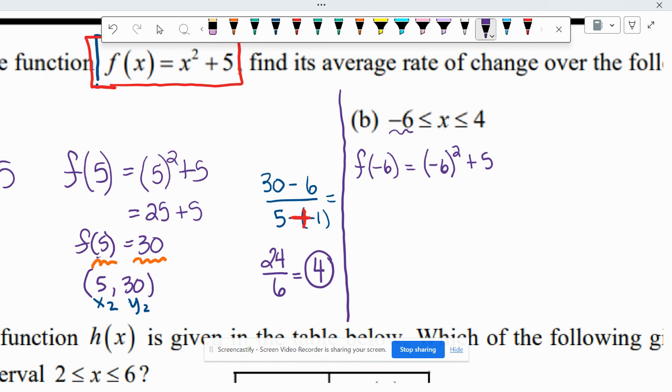What is -6 times -6? It's 36. So 36 plus 5, which is 41. So f of -6 equals 41. What ordered pair is that? -6 comma 41. Good job.